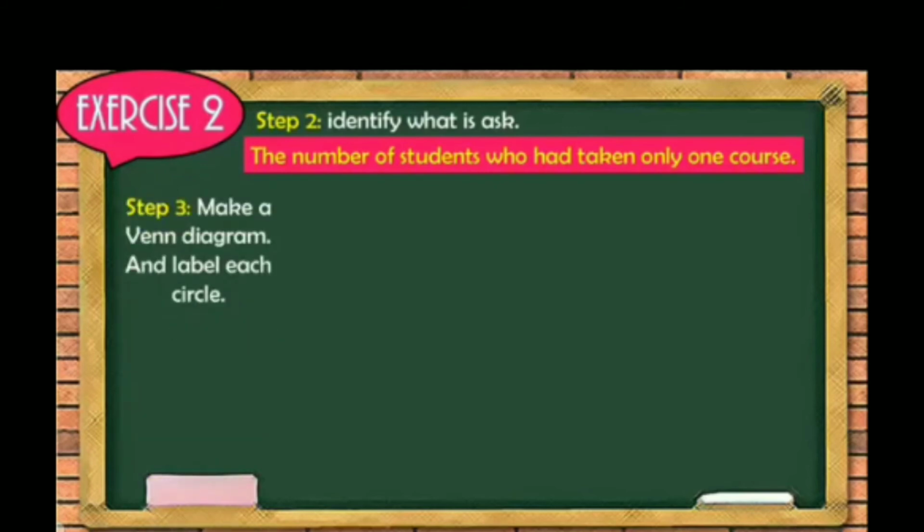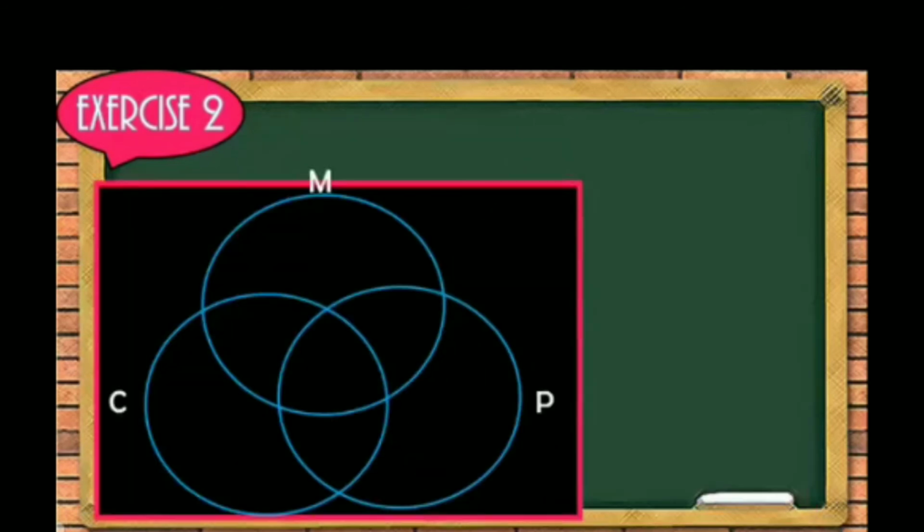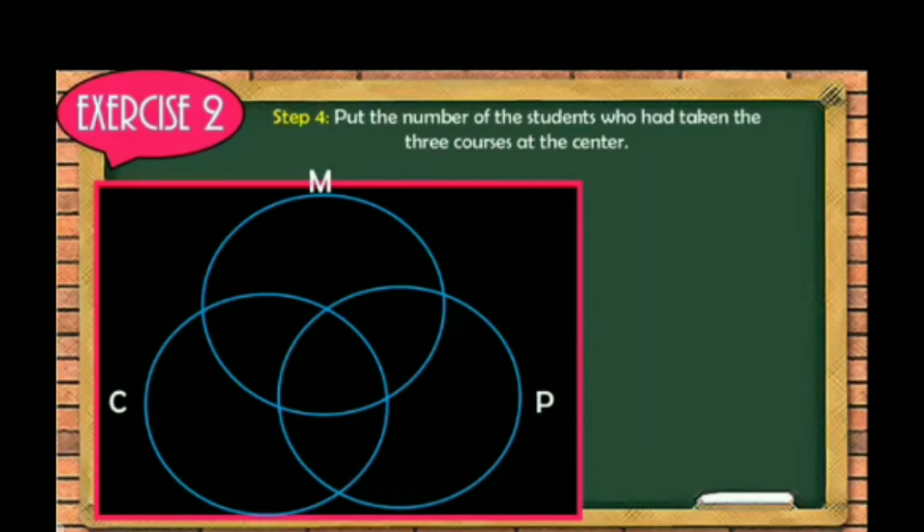Next, step 3. Make a Venn diagram and label each circle. Since we have 3 courses, we're going to use 3 circles to illustrate the problem and label each circle. We have M for mathematics, C for chemistry, and P for physics. Next, step 4. Put the number of students who had taken the 3 courses at the center. There are 14 students who had taken the 3 courses, so we write 14 at the center of the 3 circles.